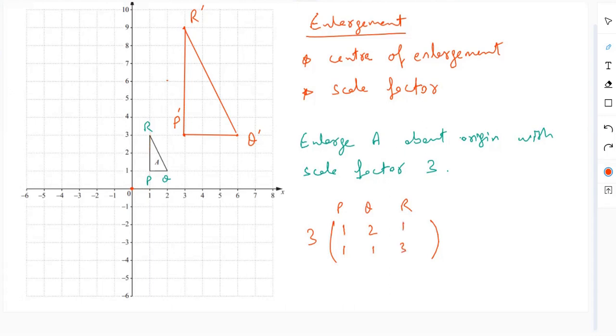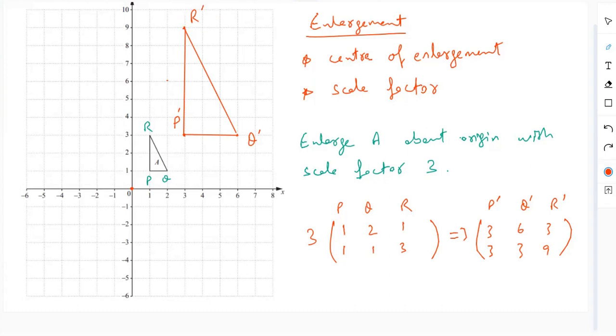1 3. The image that you get will just be 3 times this whole thing. Whatever your scale factor was, you multiply it with that, so your P dash, Q dash, R dash will look like this: 3 into all of that. So that's 3 3, that's 6 3, and then 3 9. Now see, the same are coming. What are the coordinates of P dash? 3 3. Q dash is 6 3, R dash is 3 9, right?